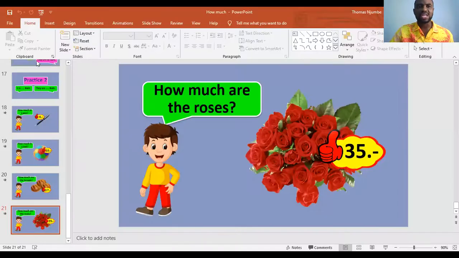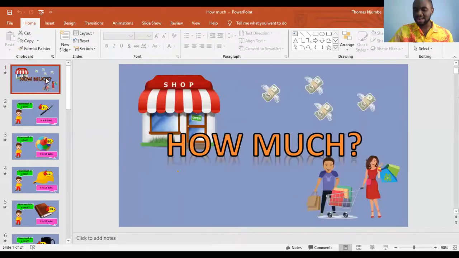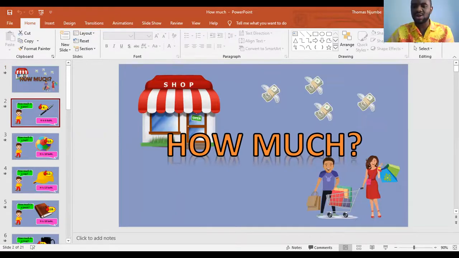Okay, we have to know how much. Our topic today is how much. How much are things? When we say how much, we talk about money. How much is this? This is 20 baht. How much is this? This is 100 baht. How much? This is 5 baht. How much? This is 10 baht. Money. How much? Okay, let's go to the next.